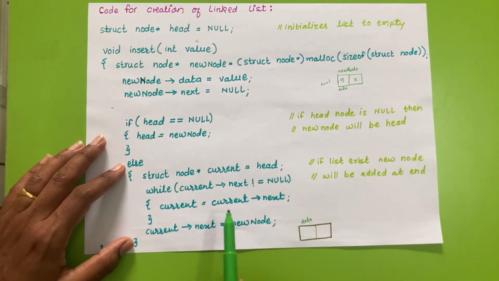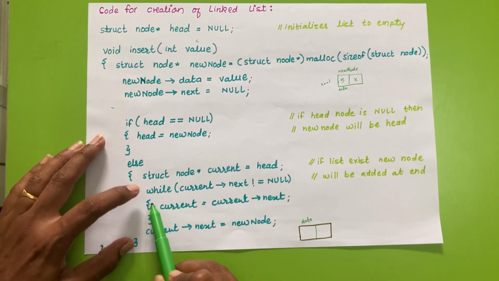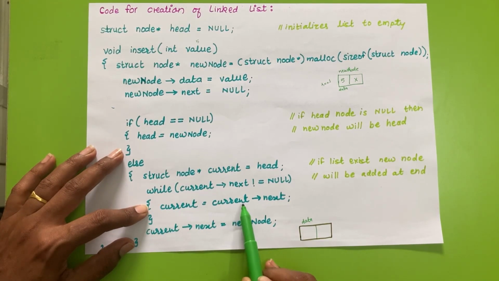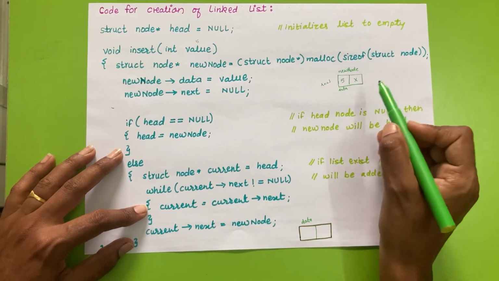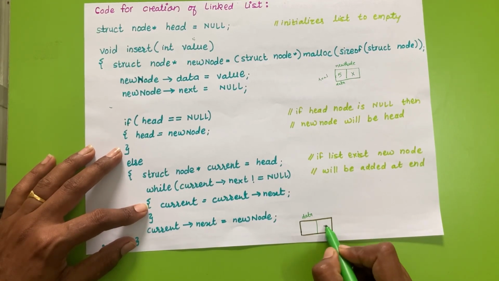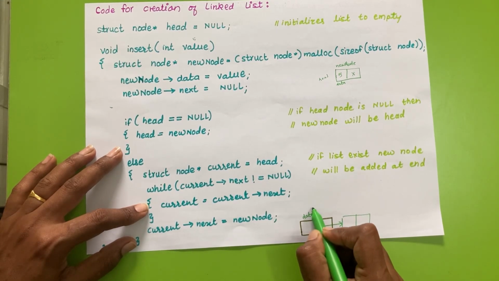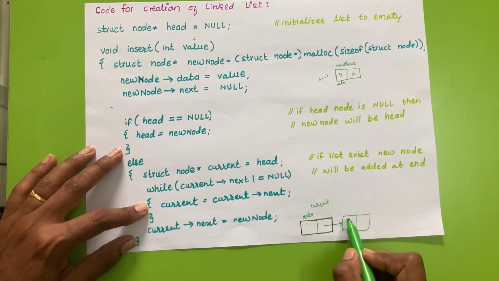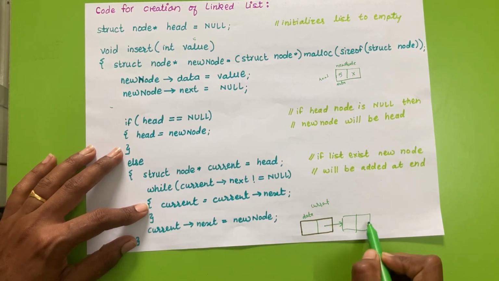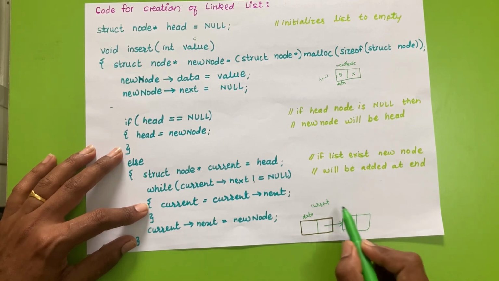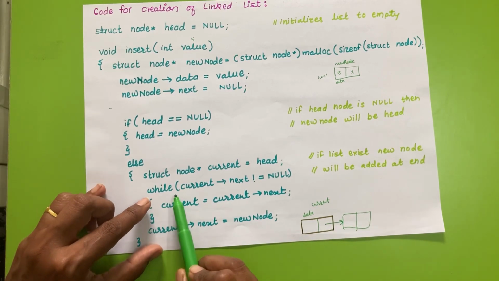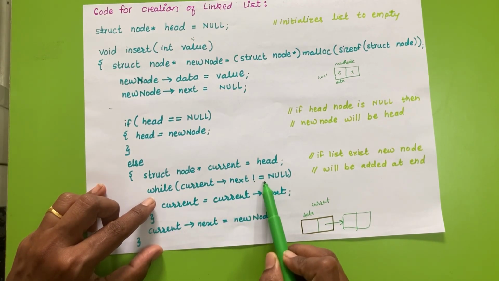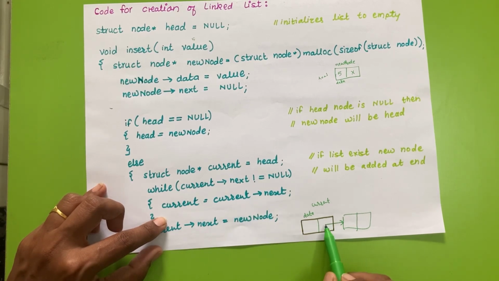The next line is current = current->next. What will happen? Suppose this is my linked list, then the first time this will be the current node. Now we have to move to the next node. So what we have to do? I have to assign the value of current's next into current. So while current->next is not equal to null, we will copy current->next into current.